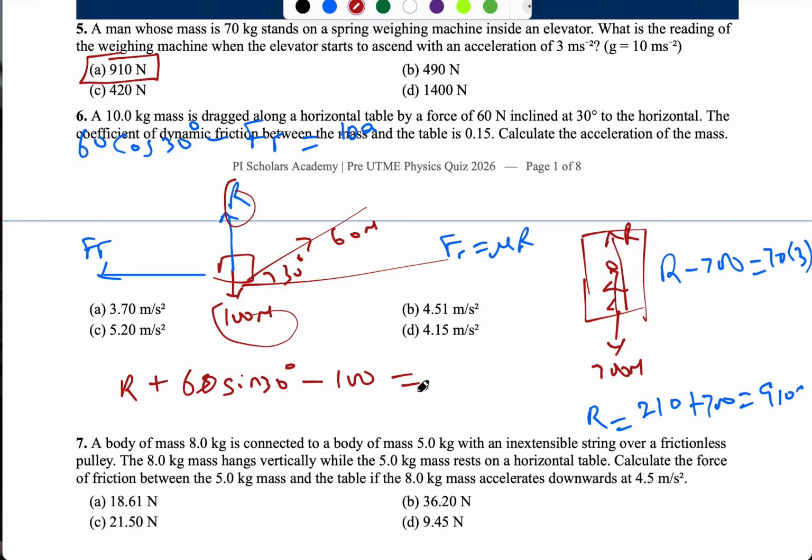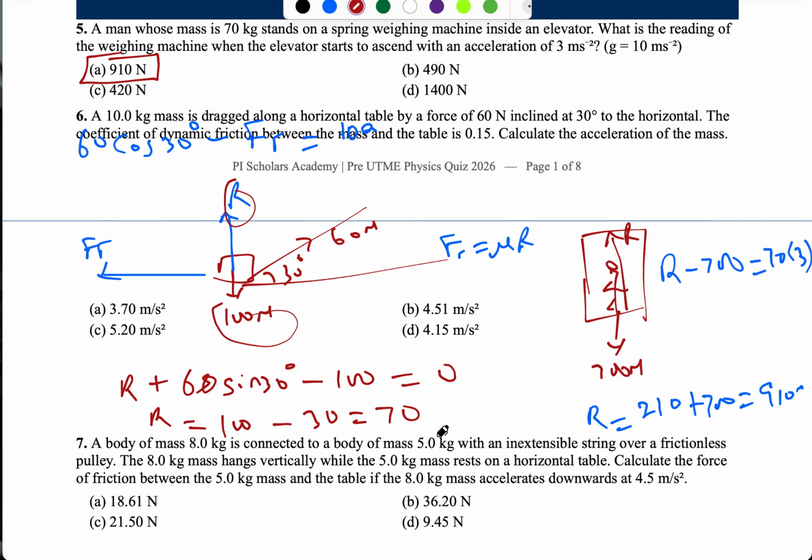And we're supposed to equate this one to MA as well, but because there is no motion along this path, everything here is going to be 0. So R is going to be 100 minus 60 sine 30. Sine 30 is 0.5. So 0.5 times 60 is going to be 30. So this is going to be 70 like that.